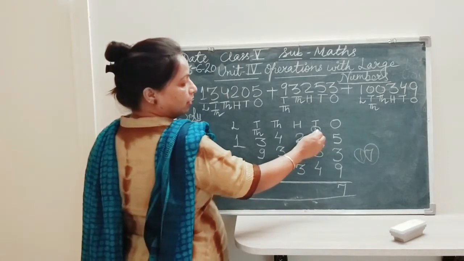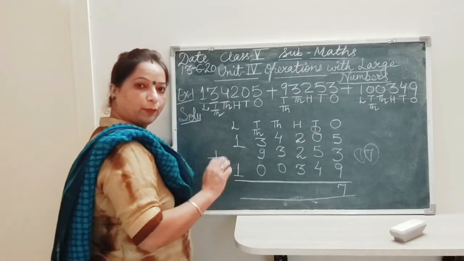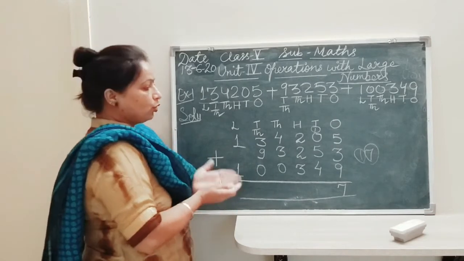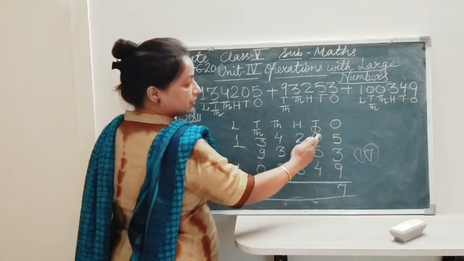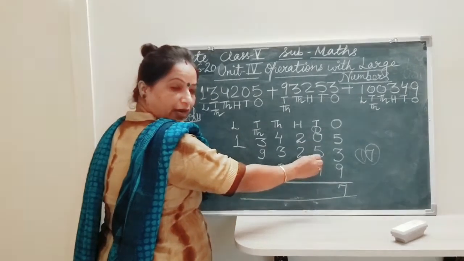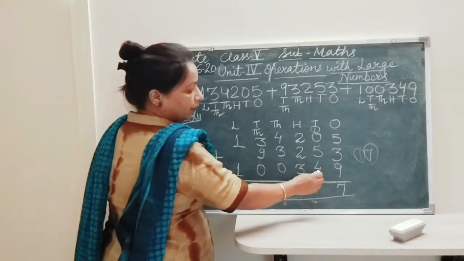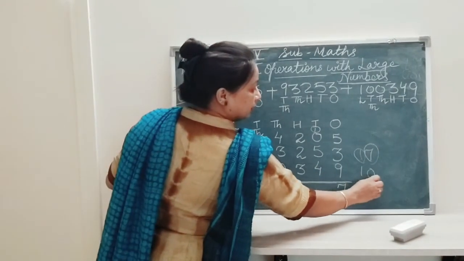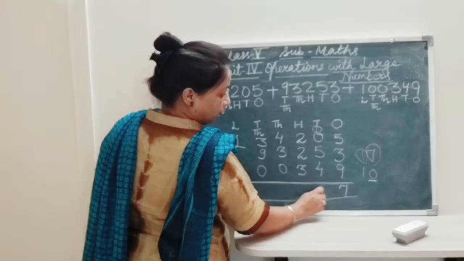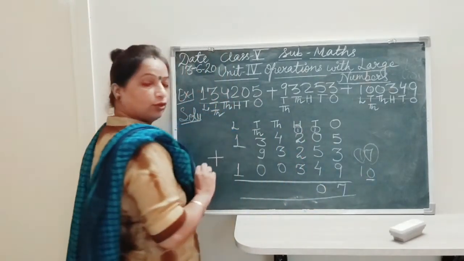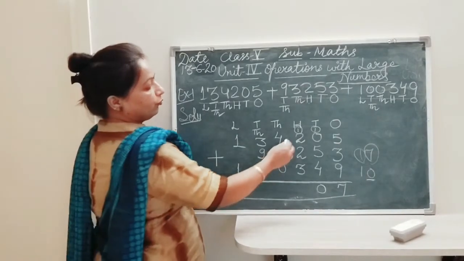Now add it. 1 plus 0, I told you earlier in the properties that if you add 0 to any number, you get the same number. So it implies here also 1 plus 0 is 1 only. This one you are going to add with this 5. 1 plus 5 is 6. 6 plus 4 is 10. This 10, this 0 we are going to write over here, and this 1 will carry over to the next column.